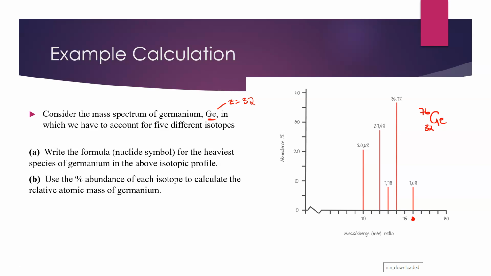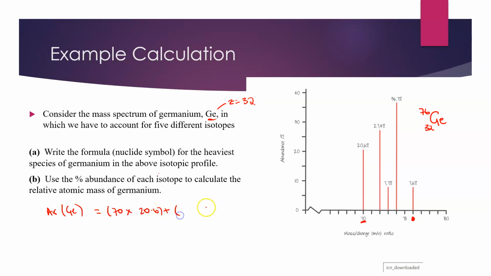So part B wants us to use the percentage abundance for each isotope and calculate the relative atomic mass of germanium. We have 5 isotopes of germanium, so this is going to take a little bit of calculation. So we're going to calculate the relative atomic mass of germanium, and we're going to do exactly what we did before. We're going to take our isotopic mass, so the first one here is 70, and just putting that in brackets. So we're going to take 70, and we're going to multiply by our percentage abundance, which is 20.6.